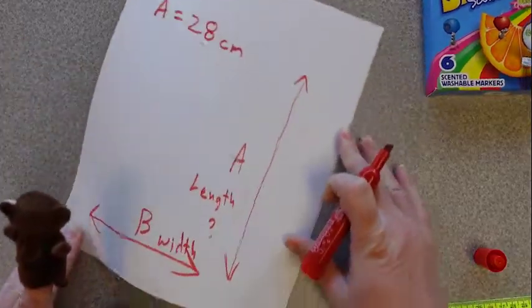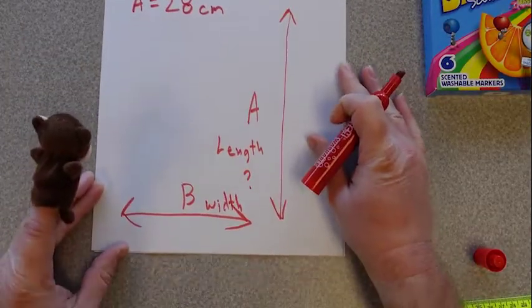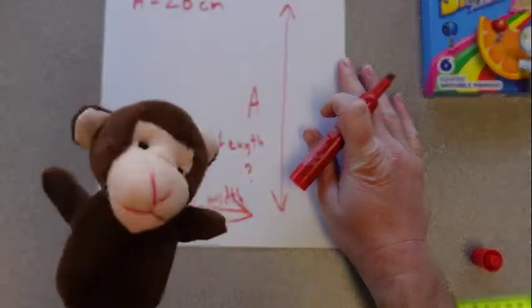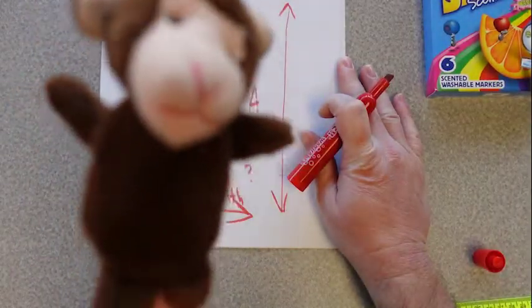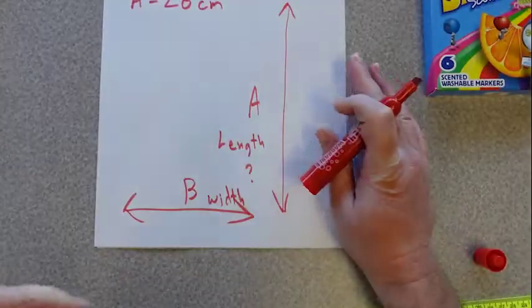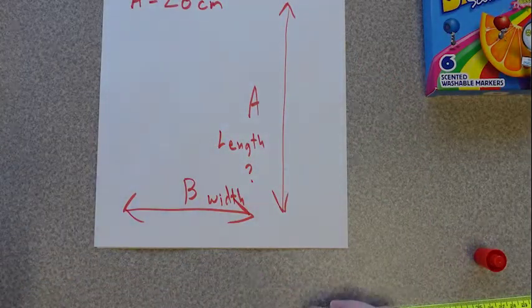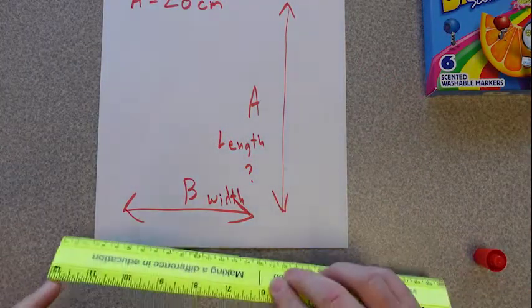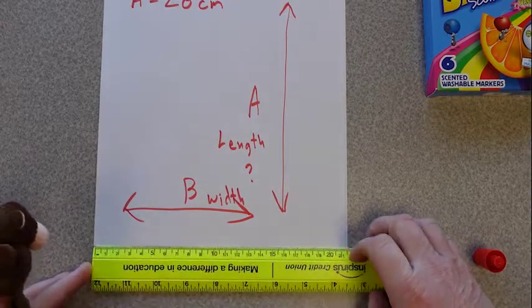Then, let's take a look at side B. What do you think, Mr. Monkey? Whatever you say, Mr. Corcoran. Same thing every day, telling me what to do. Well, you're not the first monkey or puppet to say that.